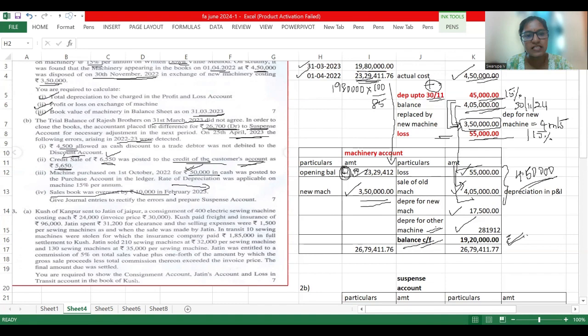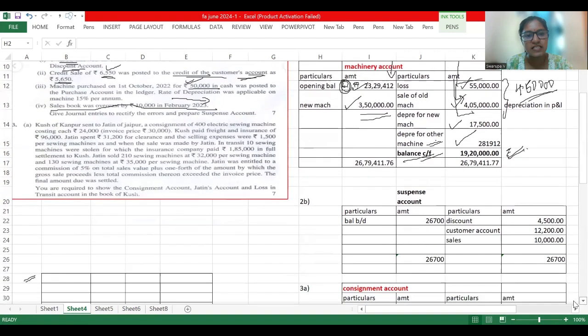Then sales book overcast by 10,000. When the sales book is overcast by 10,000, it means 10,000 rupees is excess credit in sales. Okay, so there is an excess credit of 10,000 in sales. So we need to correct the entry. So what do we have to do? Debit the sales account because there's an excess credit. So you have to debit the sales account. Which account will get credited? Suspense account will get credited.